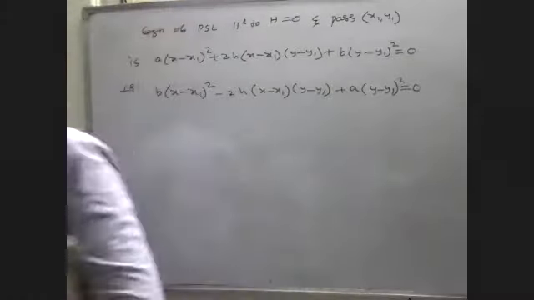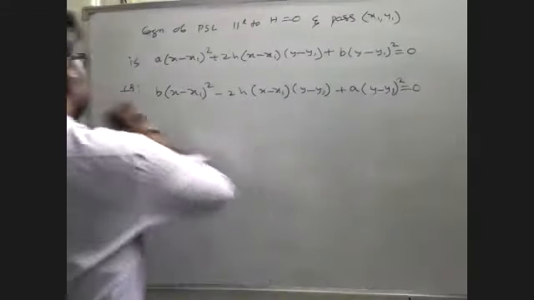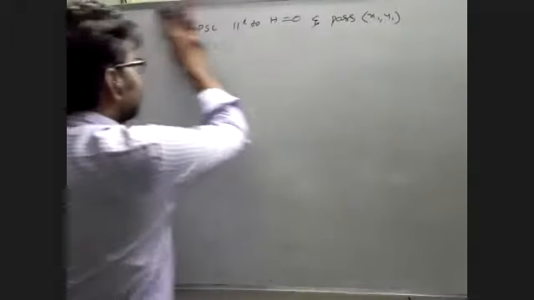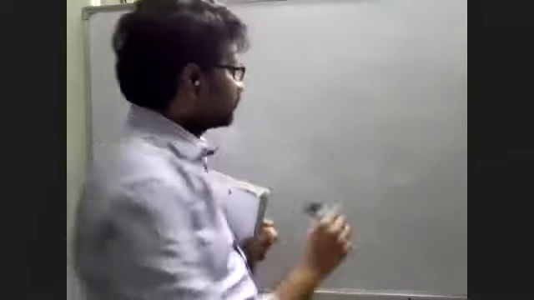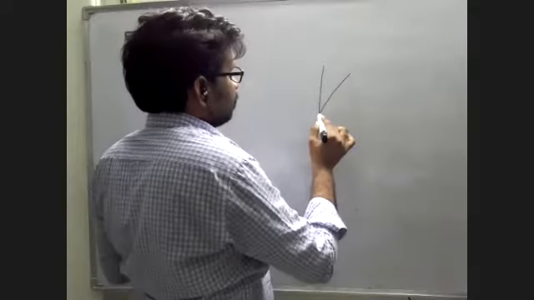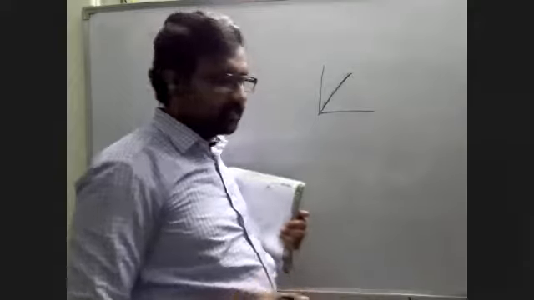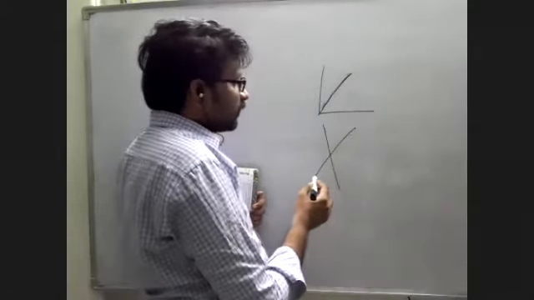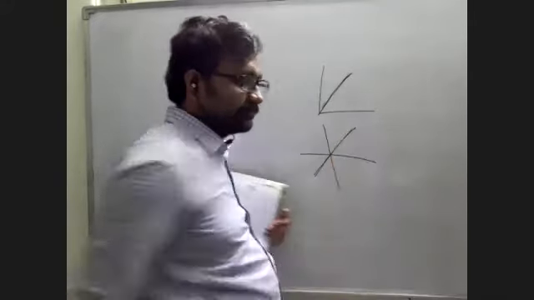Next one topic, common line. Common line for two pairs of lines. So we have different types of common lines. Suppose this is one pair of lines. This is one more pair of lines. This line is common. This is one pair of lines. Okay. And this is one more pair of lines. This line is common.